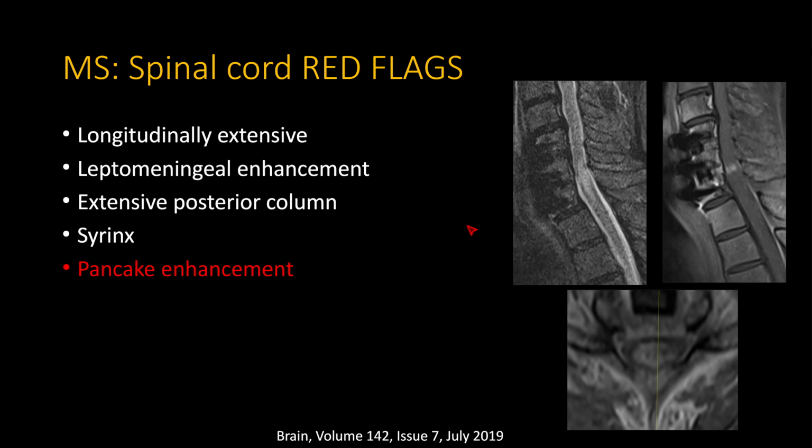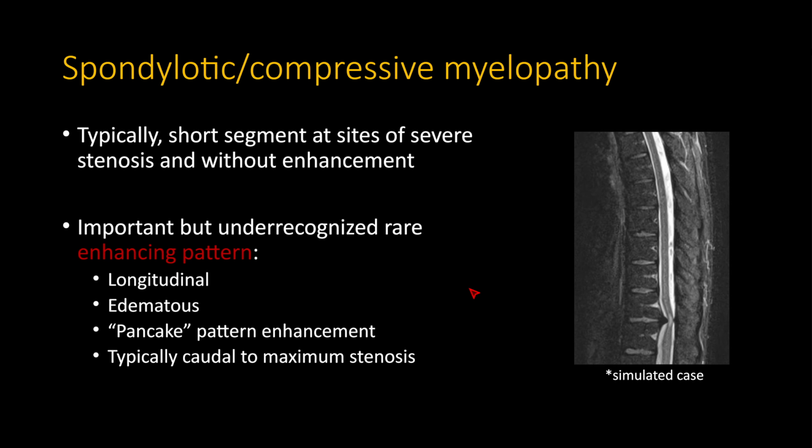When you see this pancake type of enhancement, especially when there's degenerative change at that level and spinal canal narrowing, you should think that this is not really an inflammatory process, but a process that's spondylitic due to the presence of degenerative change and cord compression. So this is actually a good segue to talk a little bit about spondylitic or compressive myelopathy. Now, the most common form of this myelopathy that you'll see almost all the time in neuro is this short segment of hyperintensities at the site of severe stenosis, and they'll typically not be enhancing.